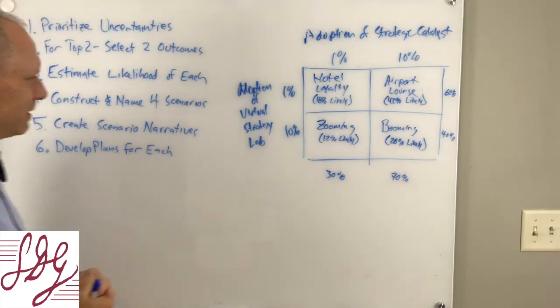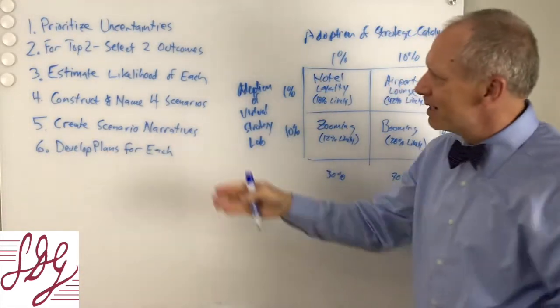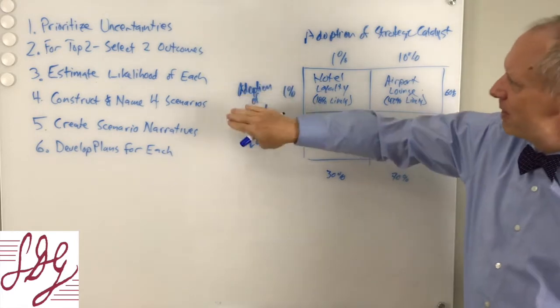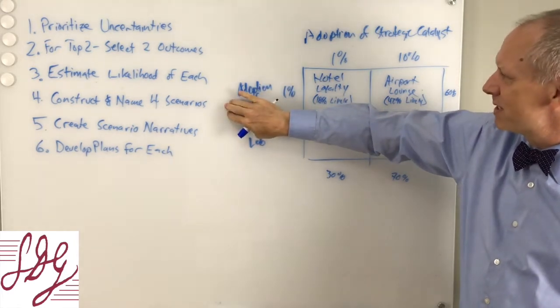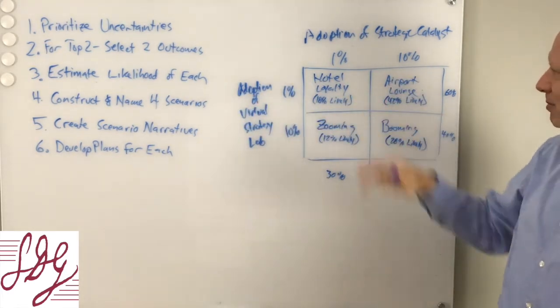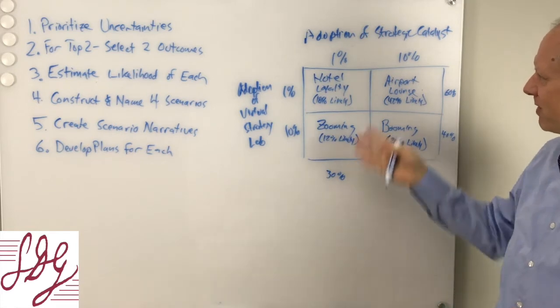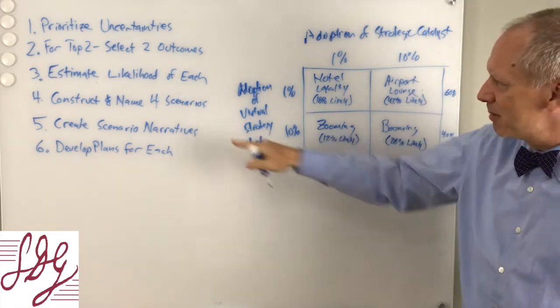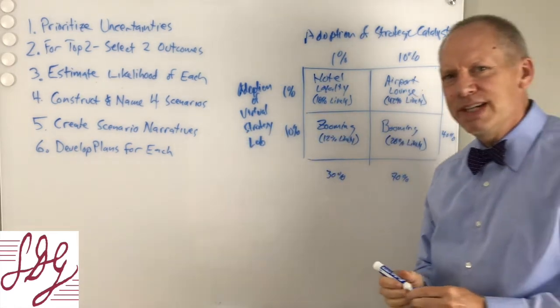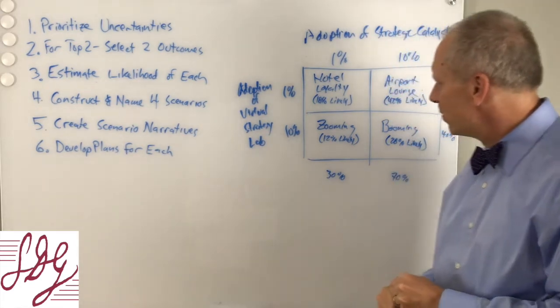Okay, so now, stepping back over here, looking at my next step. We've named the four scenarios. We've given them likelihoods. The next step is to create scenario narratives. So what does that look like?